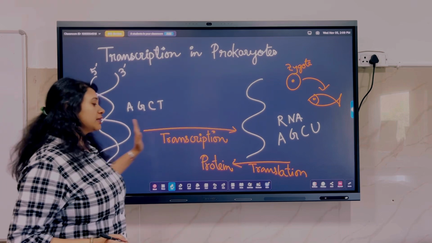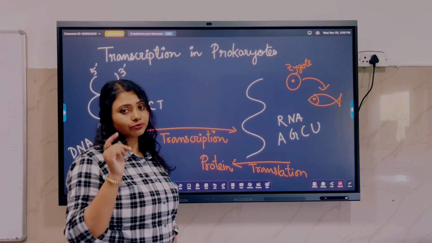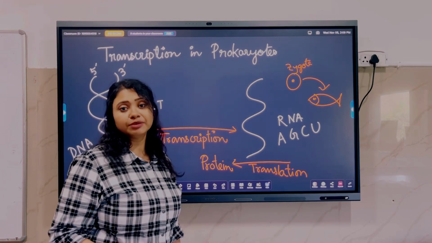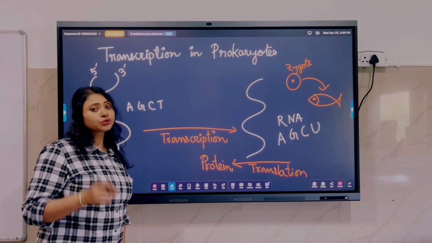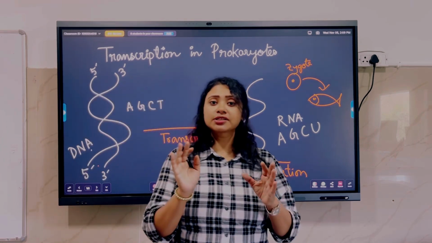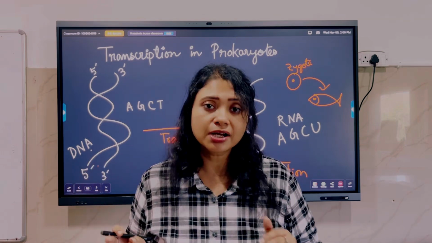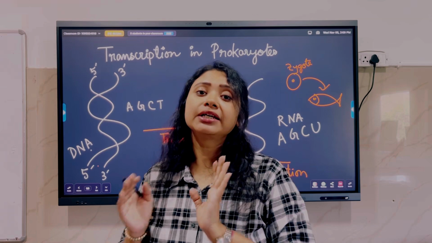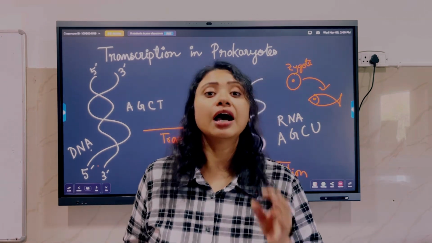From DNA we cannot directly produce proteins. For that we have to go one step ahead, that is the formation of RNA, messenger RNA, and this process is called transcription. So what have we understood? Transcription is the process of formation of mRNA, or messenger RNA, from DNA, and we have understood the DNA structure, the bases present in DNA and the bases present in RNA.